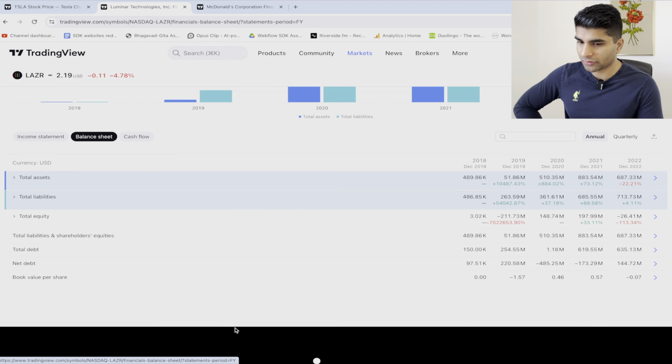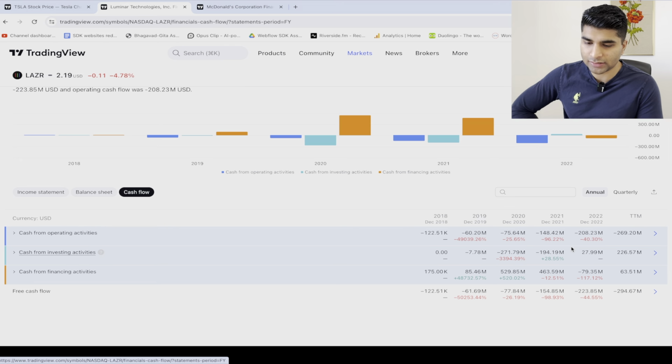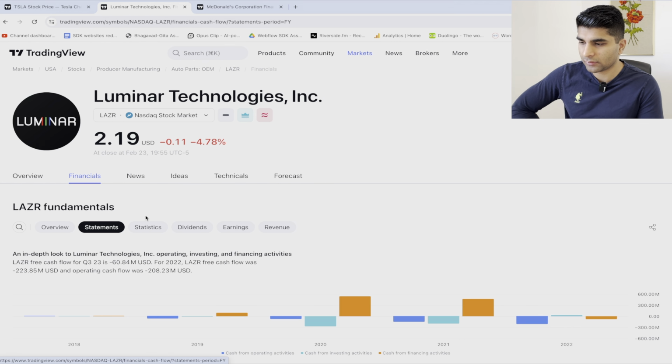Balance sheet, total assets over here. Total assets is lesser than total liability. So they have more liability, negative assets. So this is definitely not a good sign. Let's go to cash flow. Cash flow is negative. So they're essentially losing a hell of a lot of money. They're losing $250 million over here, 223 million negative. So I would not buy Luminar Technologies.